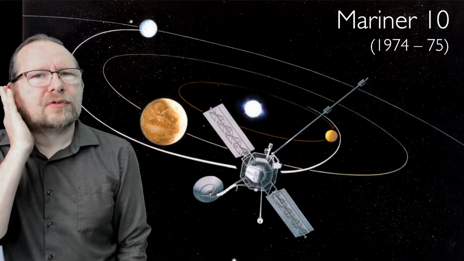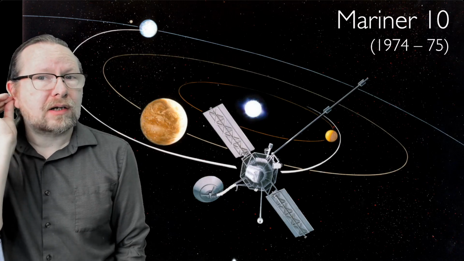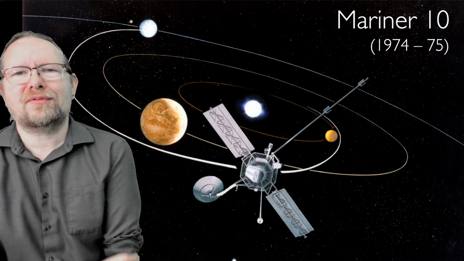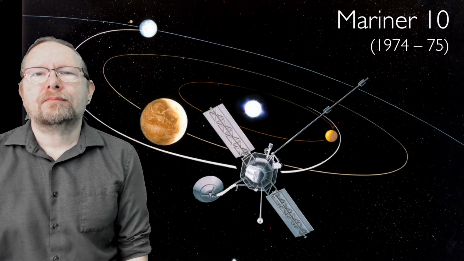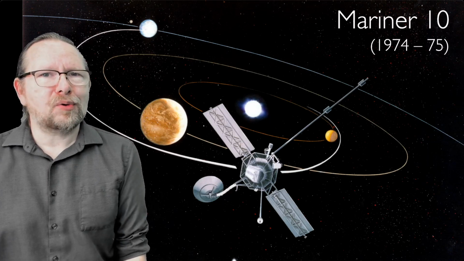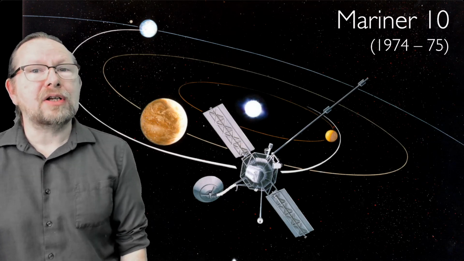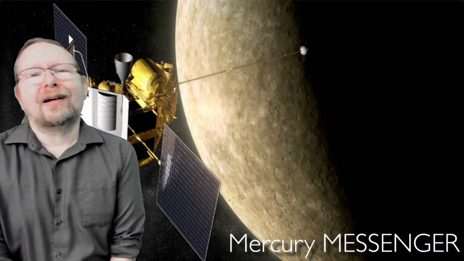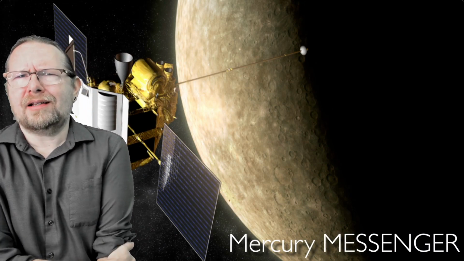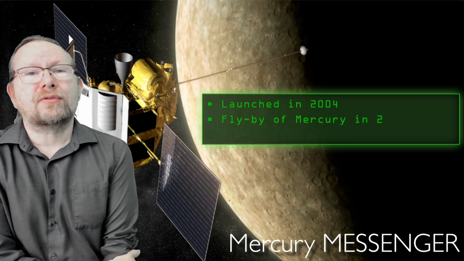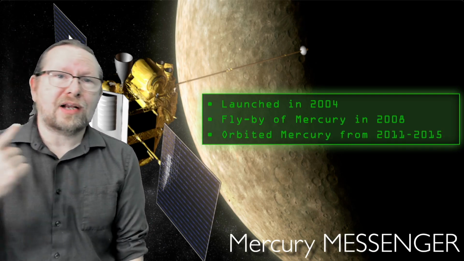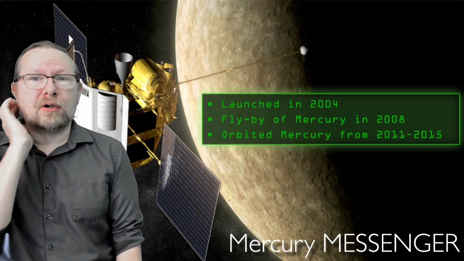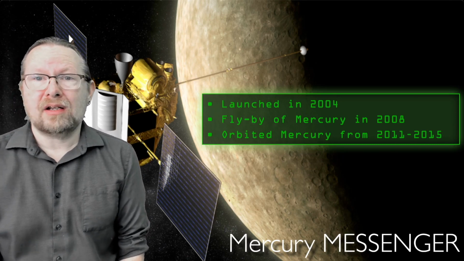The Mariner spacecraft was part of a series of spacecraft that were sent to explore the solar system in the 1970s. Robotic space probes. There were no humans on the Mariner spacecraft, just cameras. And that was the last time we flew anything past Mercury, 1975, until the Mercury Messenger spacecraft in the 21st century. Mercury Messenger was launched in 2004, and it flew by Mercury in 2008, orbited the Sun a few more times to slow down, and it actually was in orbit around the planet Mercury for about 4 years, from 2011 till 2015.